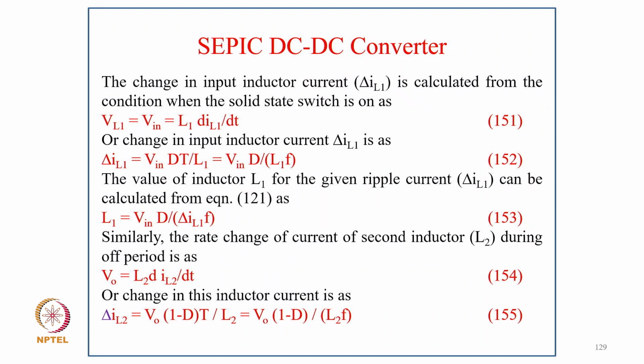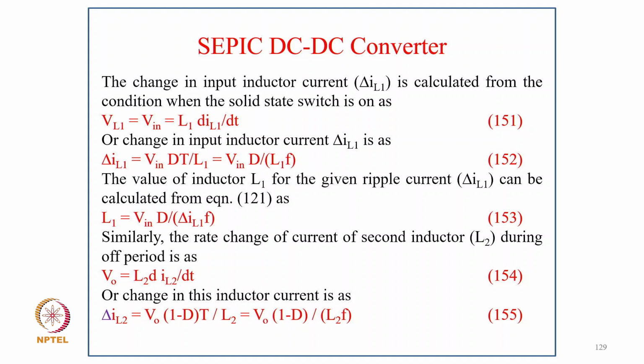The change in input inductor current, delta IL1, is calculated from the condition when the solid state switch is on. So VL1 equals Vin equals L1 diL1 upon dt, so the change in the input inductor current delta IL1 equals Vin·DT divided by L1, equal to Vin·D upon L1·f, and the value of inductor L1 for the given ripple current can be calculated.